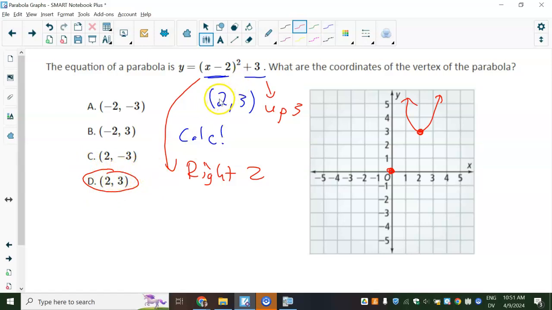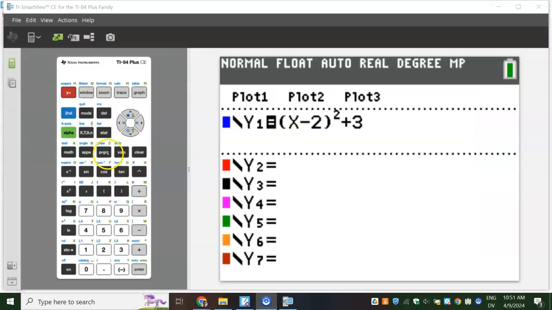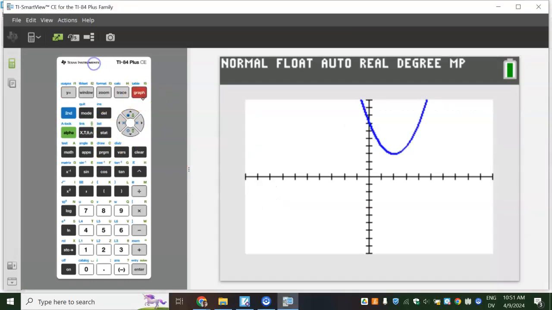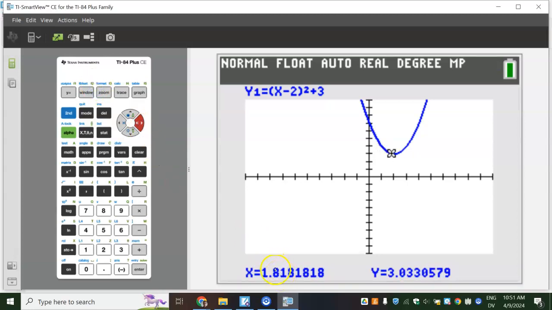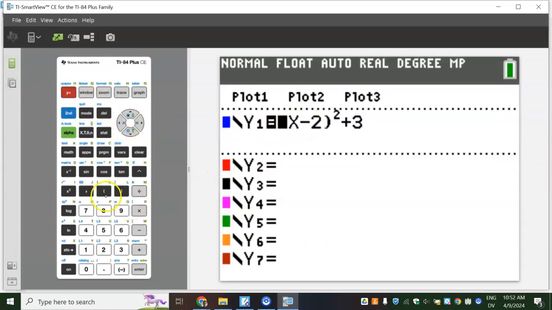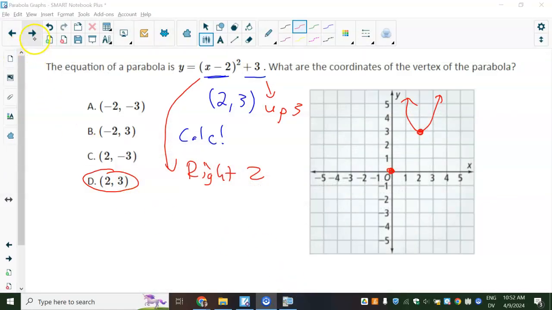But again, if you don't remember how to do this, just type this in the calculator. Just go into y equals and type it in and then find it that way. So here's what it looks like typed in my calculator. Then hit the graph key, and then just hit trace. I can go over and see my vertex point. I'm going to hit the right arrow. It's going to be at x2 and y3. And then boom, you got it. And when you're typing it in, if you need these parenthesis keys, they're right there on the calculator.